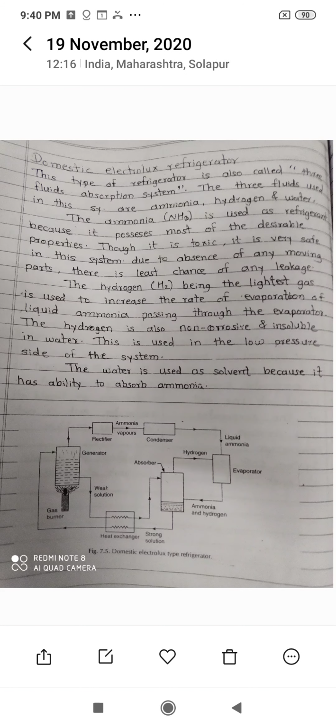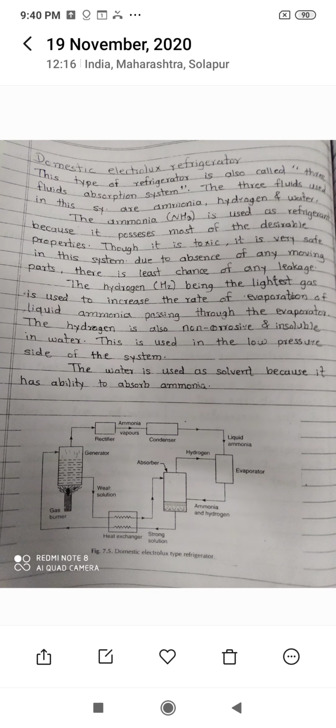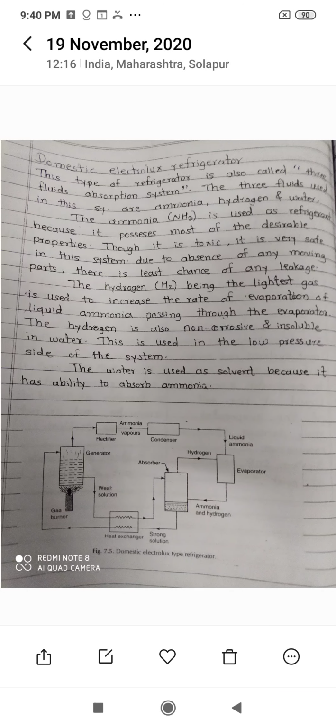And the third fluid is water. The water is used as a solvent or absorbent because it has the ability to absorb ammonia. See the diagram carefully. In this diagram, generator is there, after that rectifier, after that condenser, after that evaporator, after that absorber, heat exchanger, and the cycle is continuous. Now see the working of this domestic Electrolux refrigerator.